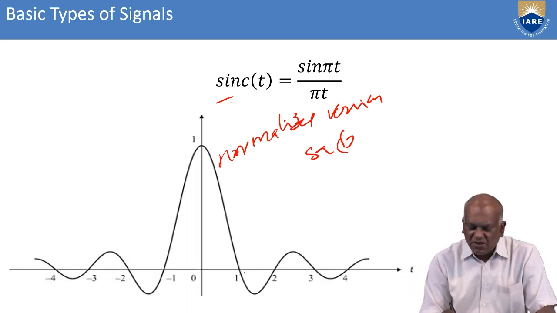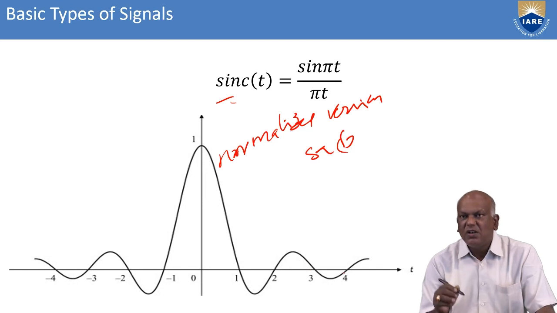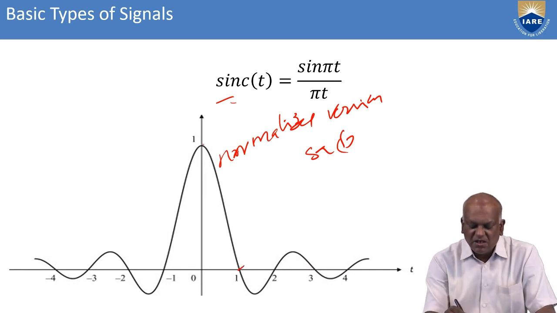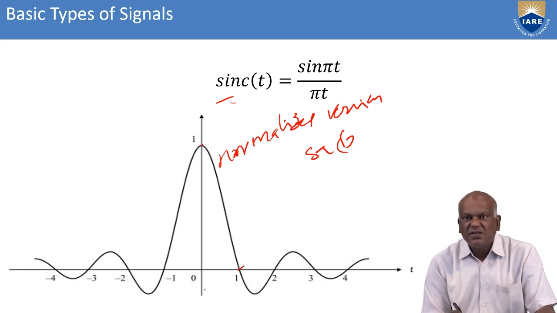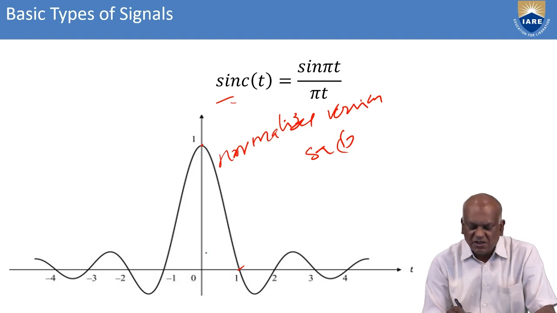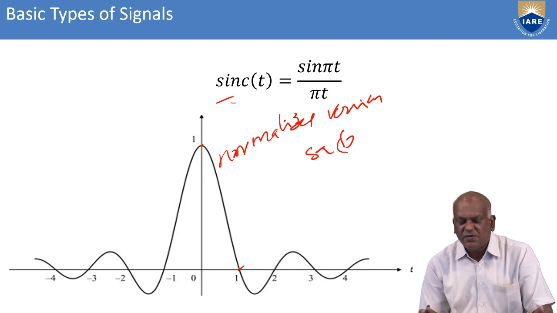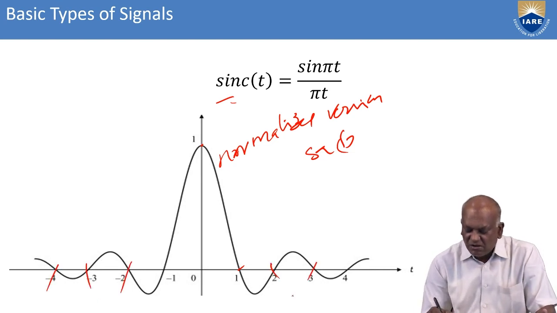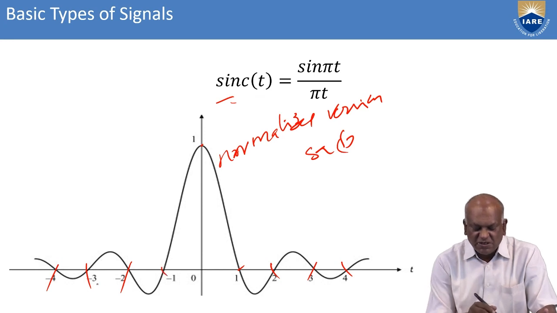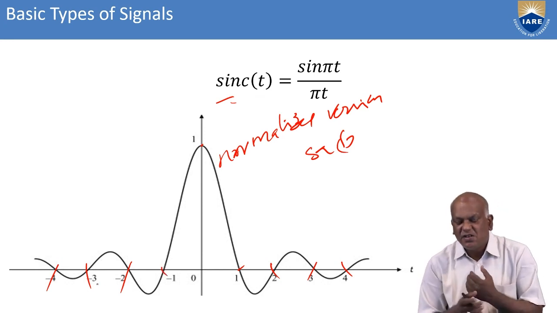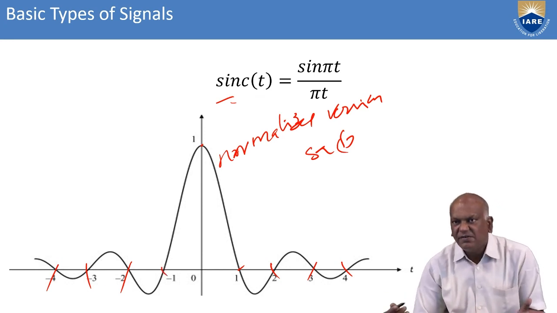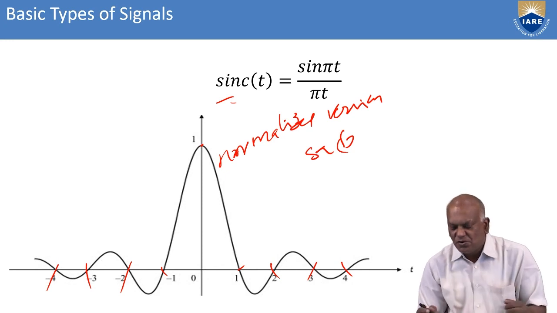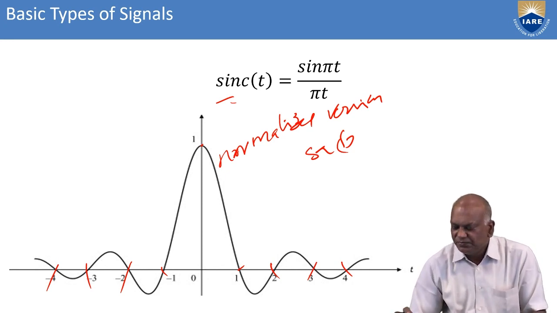The zero crossing points occur at 1, 2, 3, 4. These are the zero crossing points. The highest value of the sinc function occurs at t equal to 0. These zero crossing points occur at 1, 2, 3, 4, minus 1, minus 2, minus 3, minus 4. Also, as t tends to infinity, the amplitude of the signal approaches 0.